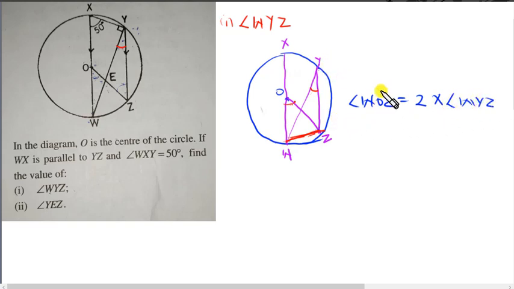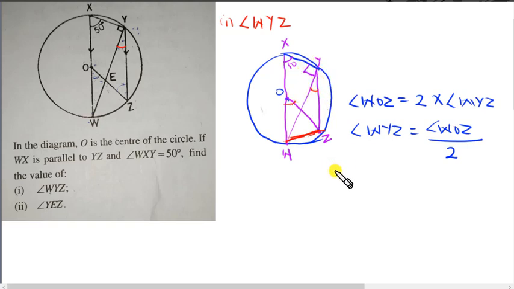So if we want to find WYZ, then we need to take half of angle WOZ. We need to divide angle WOZ by 2, but we don't know angle WOZ, do we? Of course not. But let's look at the angles that we have been given. We've been given the angle 50 degrees here, and of course we are also given an angle here which is 90 degrees.